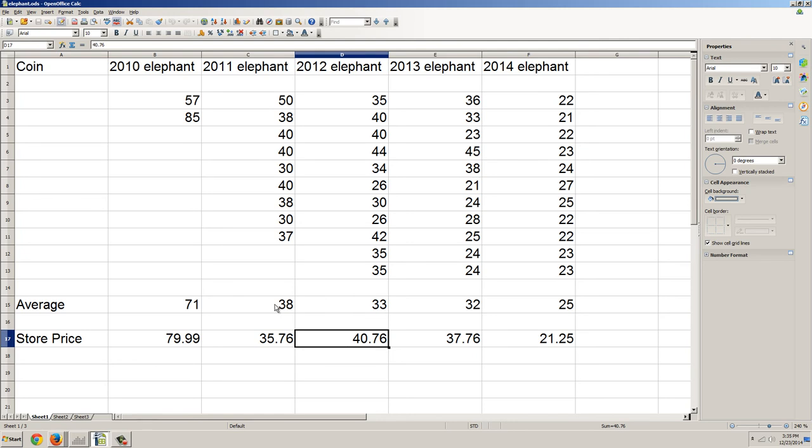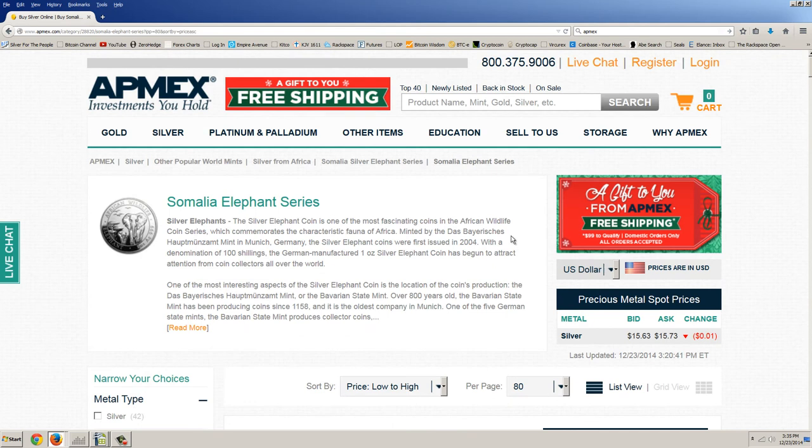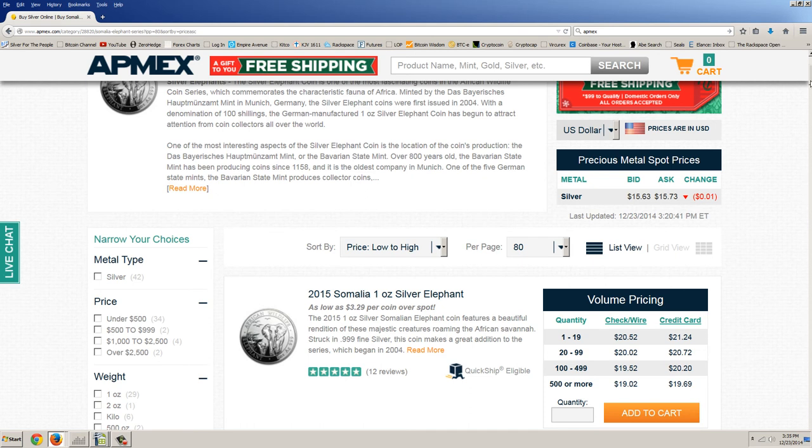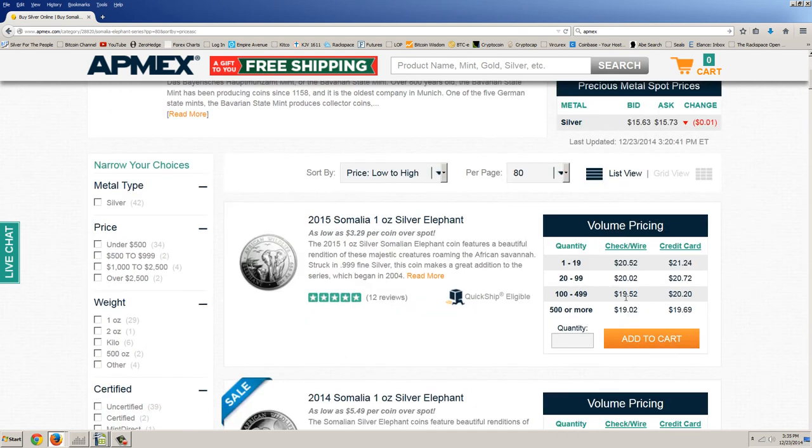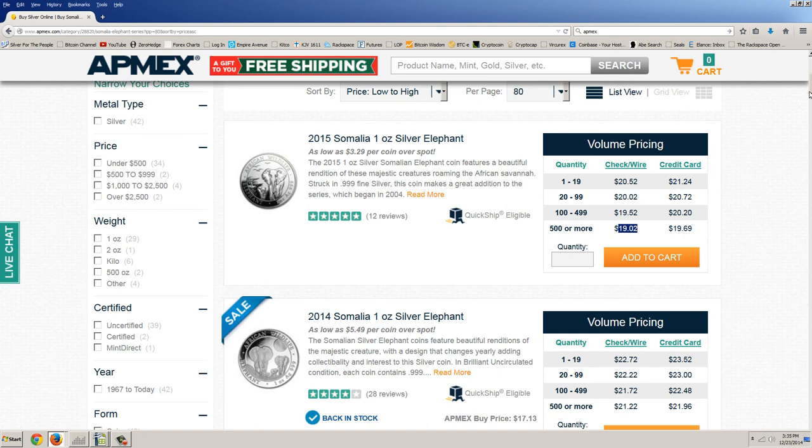So let's go over and look at AppMex and the elephant series there. And what we've done is we've put them in order from low to high. Now, here you can see I was wrong on the 2015. Here it is at $19. So you can pick that up for $19. That's a real deal if you think about how this coin has performed.